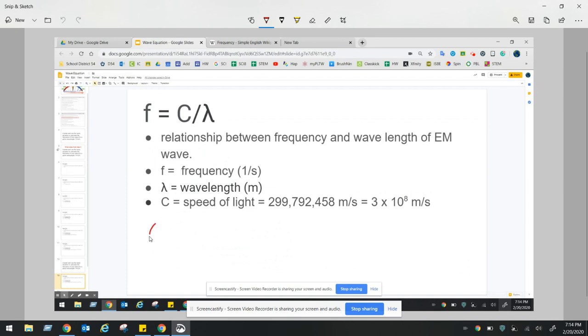So we always write our frequency, and then we are going to use c over lambda. Always write your equation first, then you substitute the numbers. So my c is 3 times 10 to the 8th meters per second, all right, over lambda.